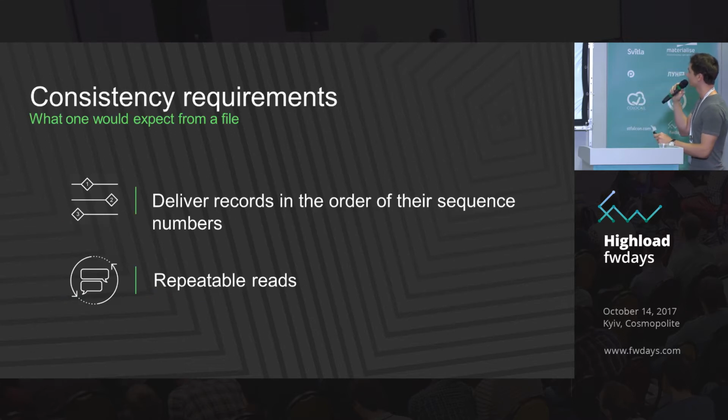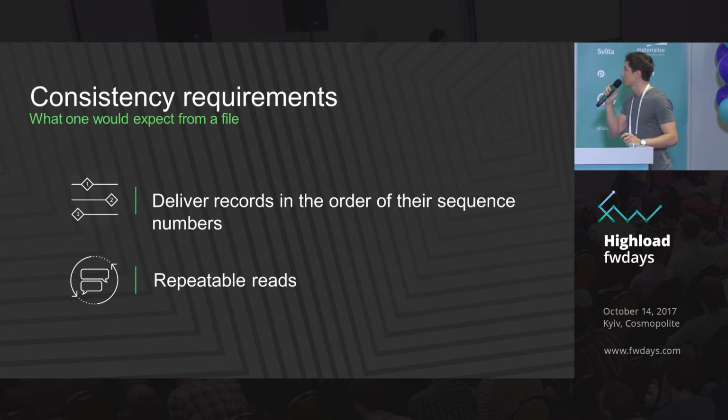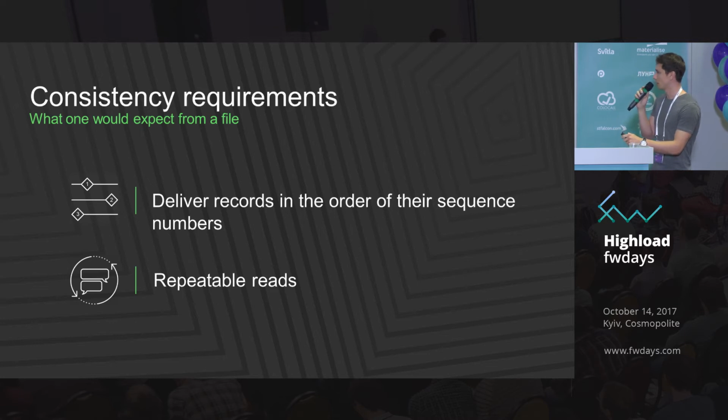So there are also consistency requirements. For example, we deliver records in the order of the sequence numbers. So if I send the records 1, 2, 3, I want to be able to read in the same sequence number order. I want to read 1, 2, 3 sequentially. I also want to be able to repeat my reads, read the same data again, over and over again, and maybe using multiple readers.